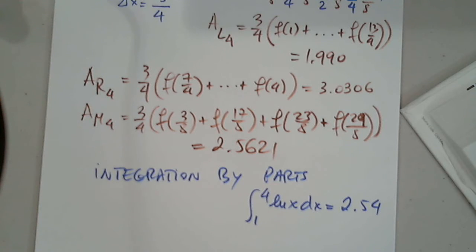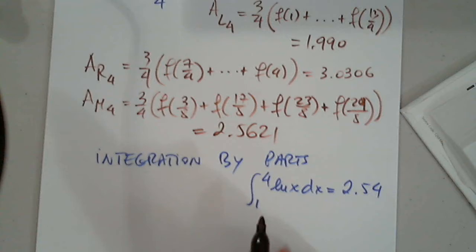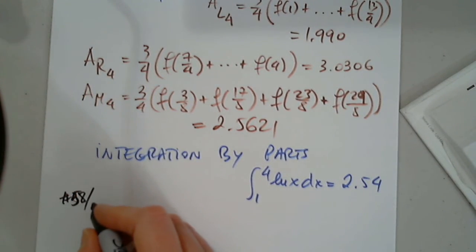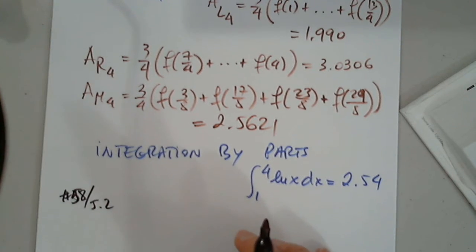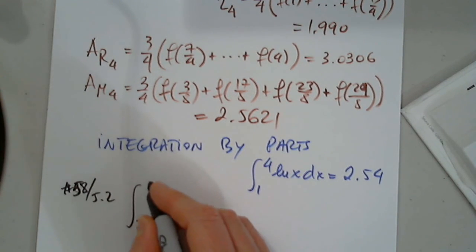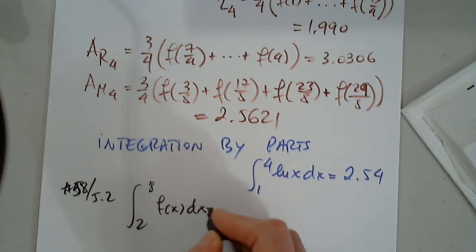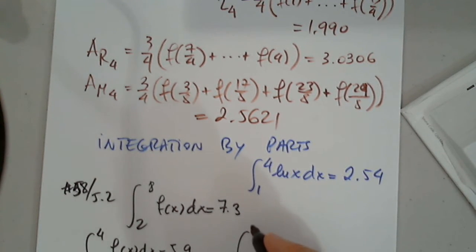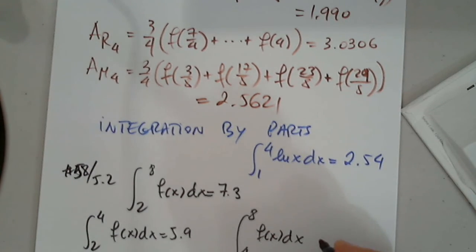Can we do 58? Very good. Let's take a look at 58. Perfect. So 58. I'm copying it, and then I will stop sharing. The integral from 2 to 8 of f of x dx. They are giving us 7.3. And then the integral from 2 to 4 of f of x dx equals 5.9. We're asked to find 4 to 8 of f of x dx. Perfect pick. So this is our question.